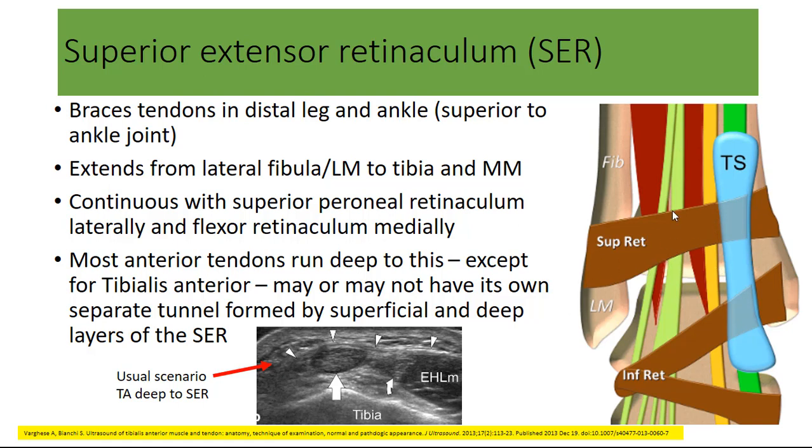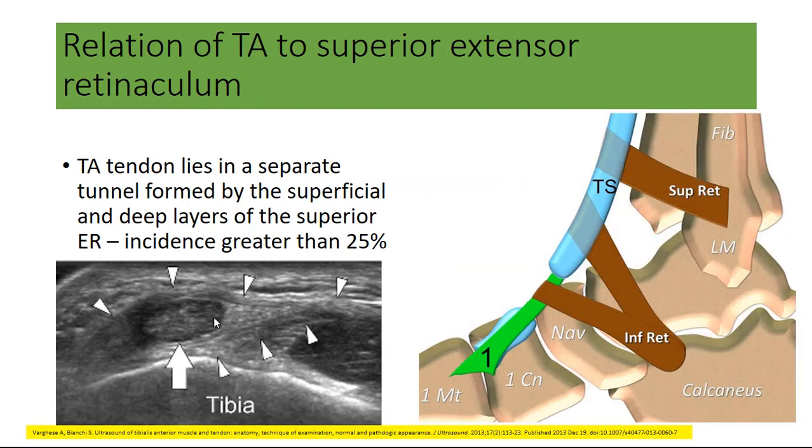The anterior tendons run deep to this, except for the tibialis anterior. And it's confusing because it may or may not have a completely separate tunnel that's formed by this superior extensor retinaculum. So in some cases you will see the tibialis anterior sitting deep to it, and in other cases you will not. And we need to start appreciating this so that we're more certain of when there's an injury. And so here is a tibialis anterior tendon, and we can see the superior extensor retinaculum running superficial and deep to it.